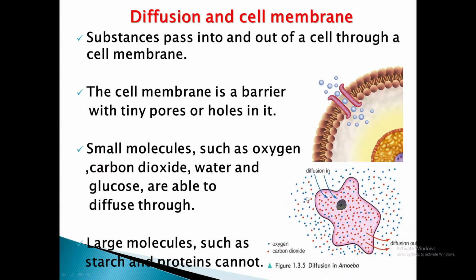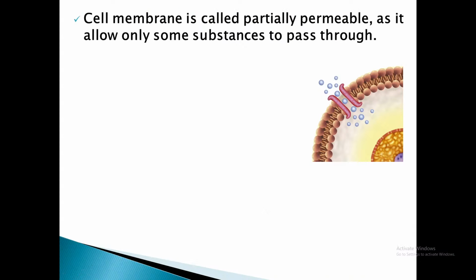So again, in terms of the substances, that's the third point I'm giving you, the substances that diffuse in and out. Oxygen will go in, carbon dioxide out, water will go in and out, depending on the amount of water that you're drinking, while glucose will go into the cell because that's where the cell will get all of the needed energy to carry out its function. So the cell membrane is called partially permeable as it allows only some substances to pass through.